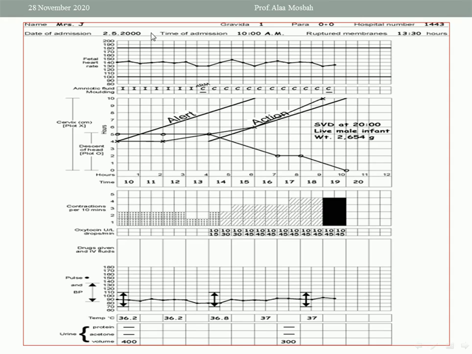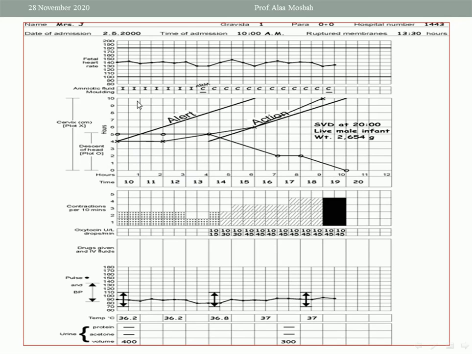This is an example of a case. As you see here, this is the data about the mother. Then here is the fetal heart rate within normal here, ranging between 120 up to 160.